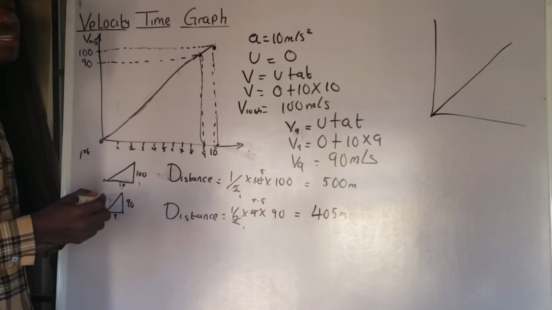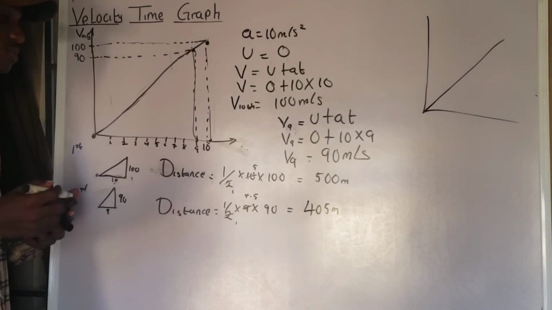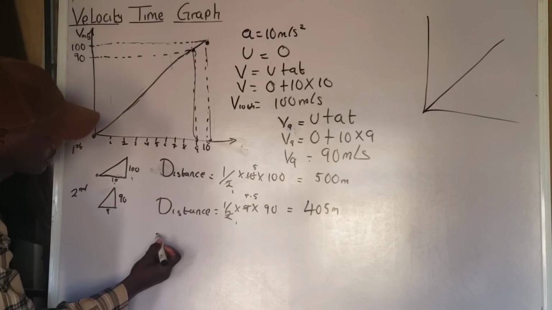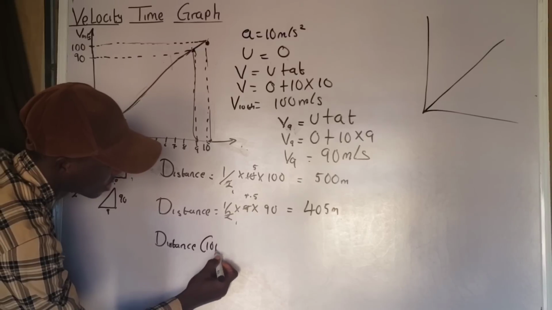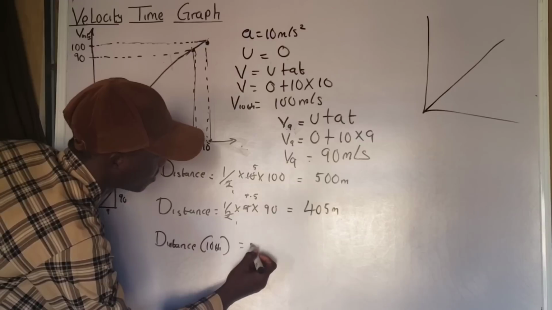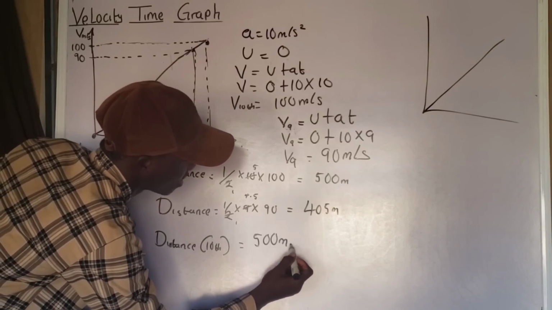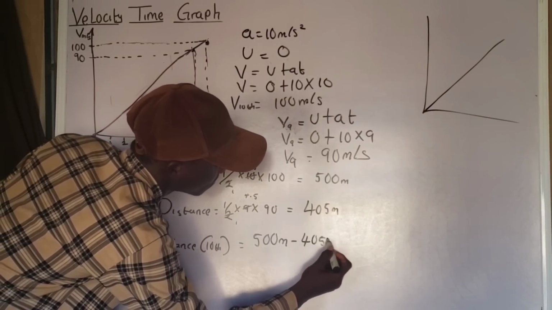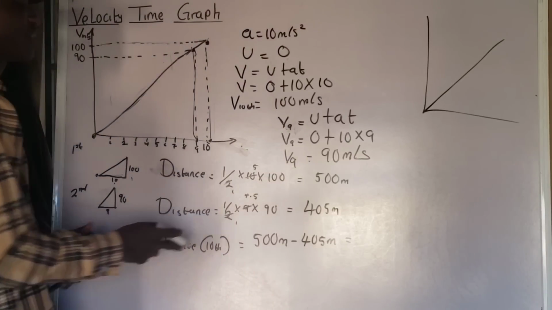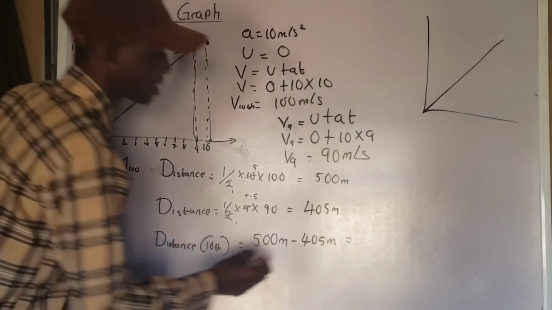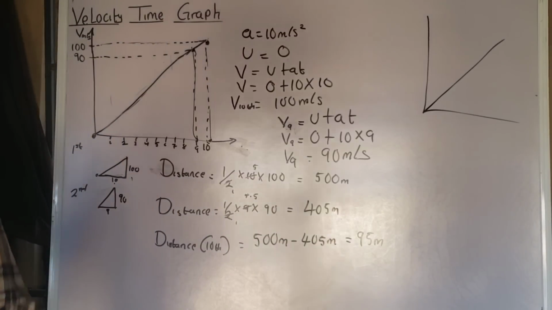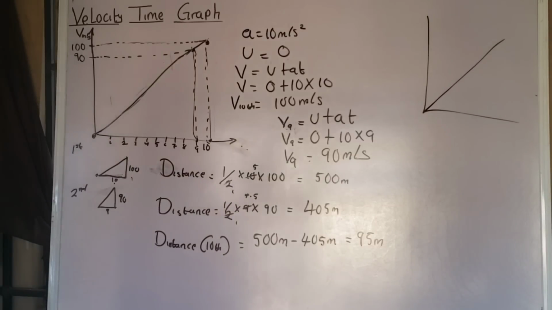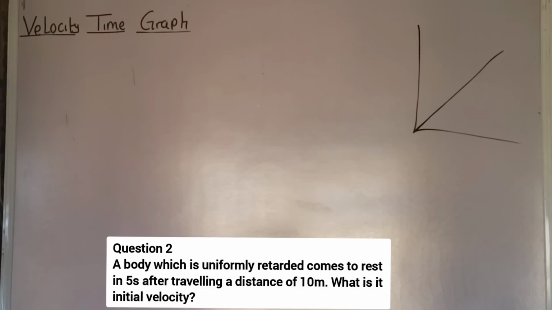Okay. Now the distance in the last 10 seconds will be 500 meters minus 405 meters. That is 95 meters. You understand? So that is the solution to the question. If you do understand, fine. If not, reverse the video and listen to the explanation again. Okay? Let's have the second question.